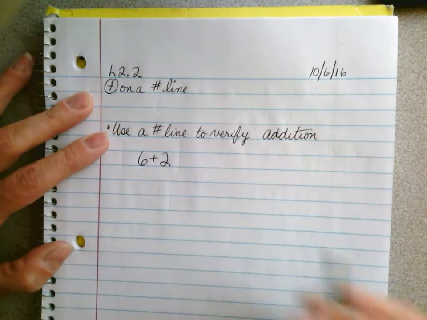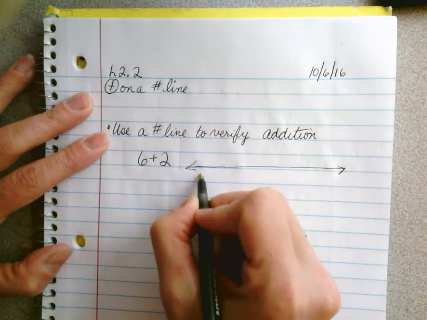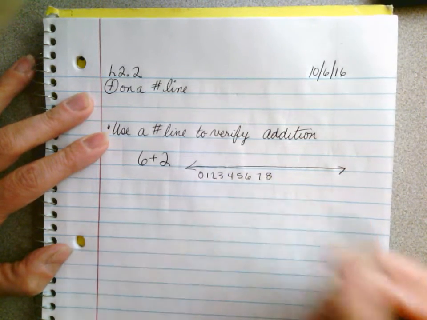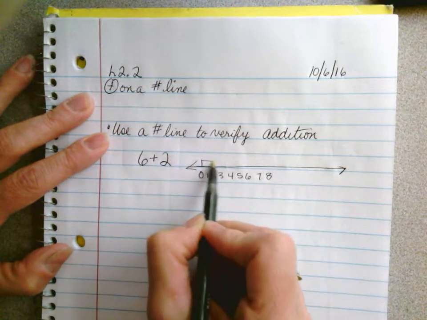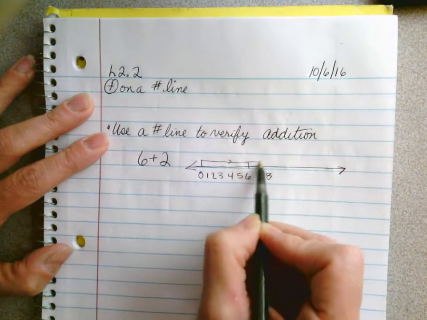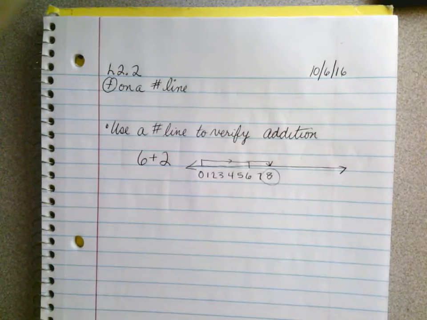6 plus 2. So it might look like this. 0, 1, 2, 3, 4, 5, 6, 7, 8. Starting at 0, 6 is where we have plus 2. Obviously, you know the answer is 8, right?